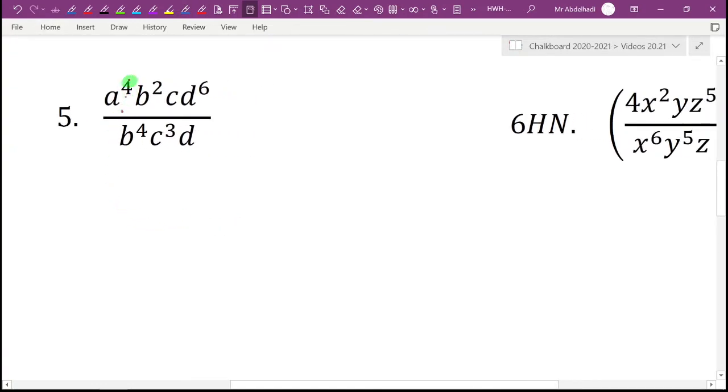We are going to chop this up, whether you do it for real or just do it in your mind. And you know, there's nothing down here for the a, so that's just over 1, right? So a to the 4th divided by 1 is just a to the 4th. B squared divided by b to the 4th. Well, 2 minus 4 is negative 2. C to the 1st divided by c to the 3rd is also c to the 1 minus 3 is negative 2. And d to the 6th divided by d to the 1st is d to the positive 5.